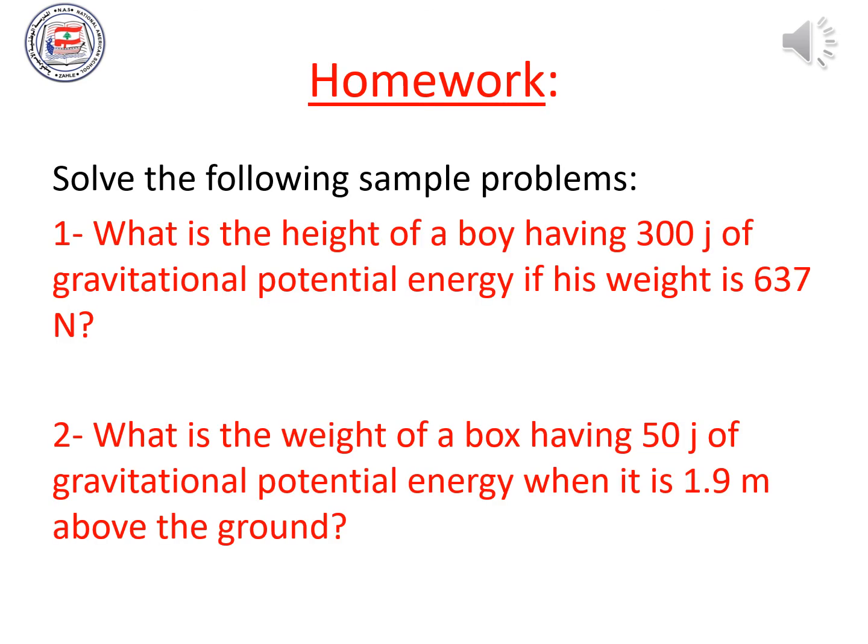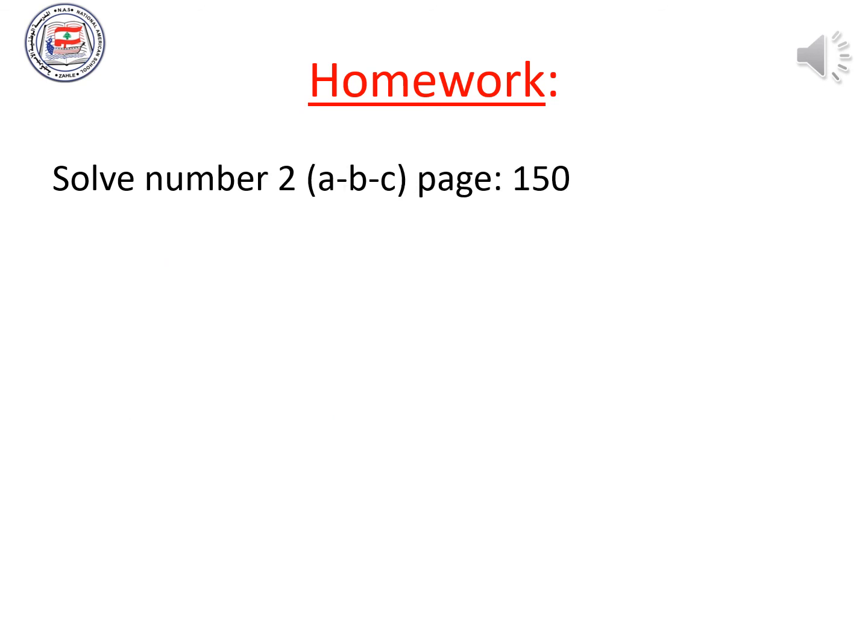As a homework, please solve the following sample problems. Number 1. What is the height of a boy having 300 joules of gravitational potential energy if his weight is 637 newton? Number 2. What is the weight of a box having 50 joules of gravitational potential energy when it is 1.9 meters above the ground? In addition to the sample problems, solve number 2, parts A, B, and C, page 150.